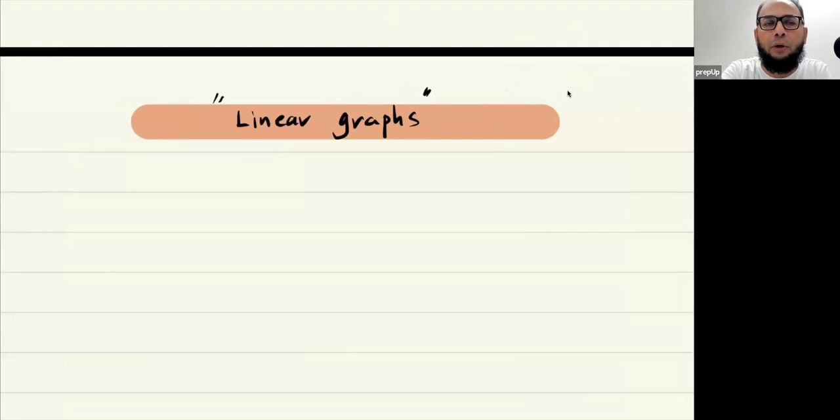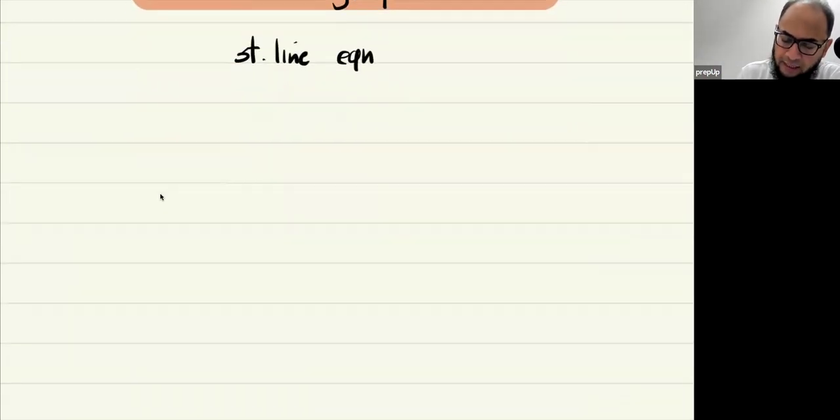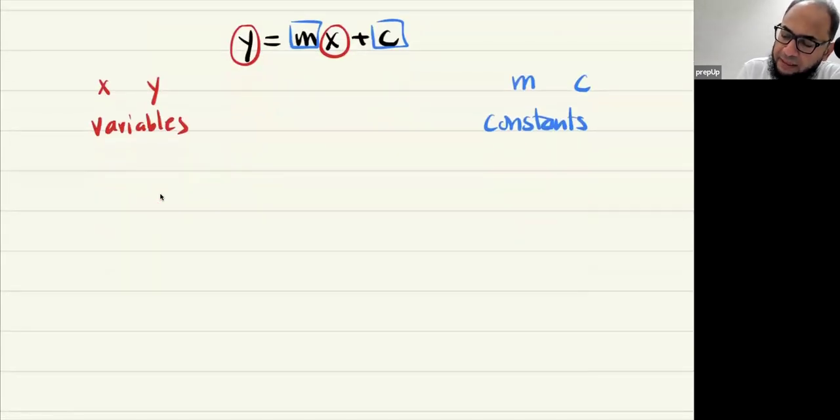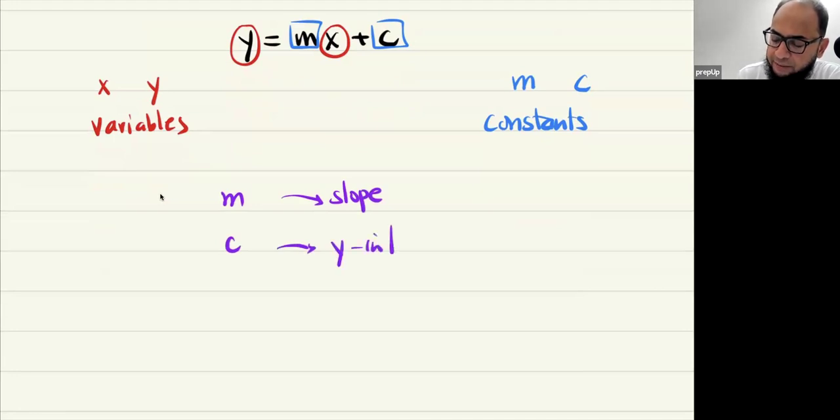Okay. So now we are talking about linear graphs. That means the straight line equation: y equals mx plus c. x and y are variables, whereas m and c are constants. This m is the slope of the graph, and c is called the y-intercept.